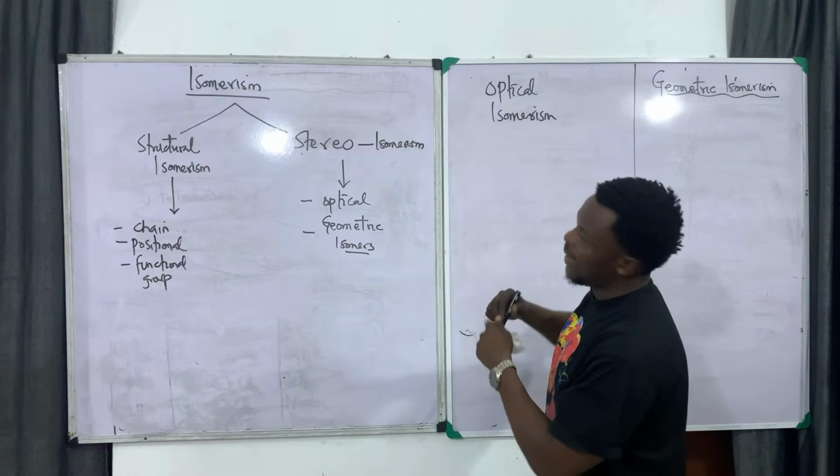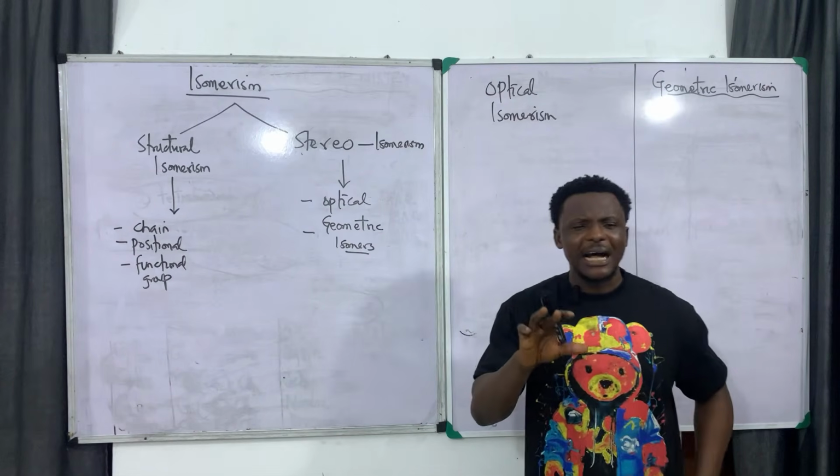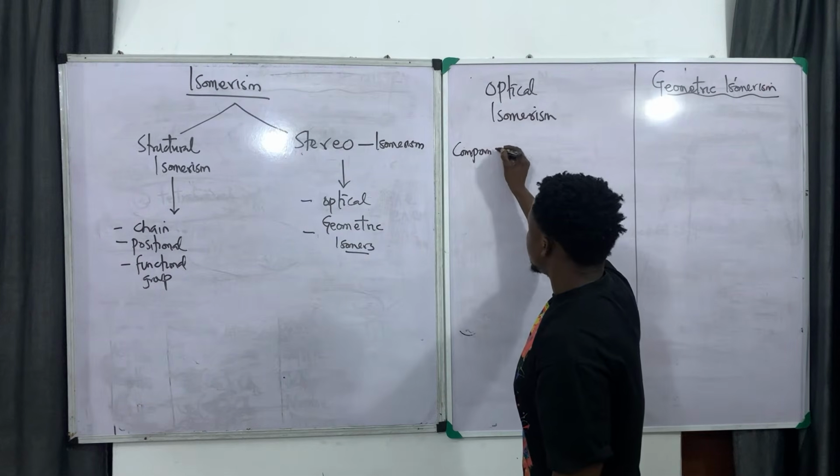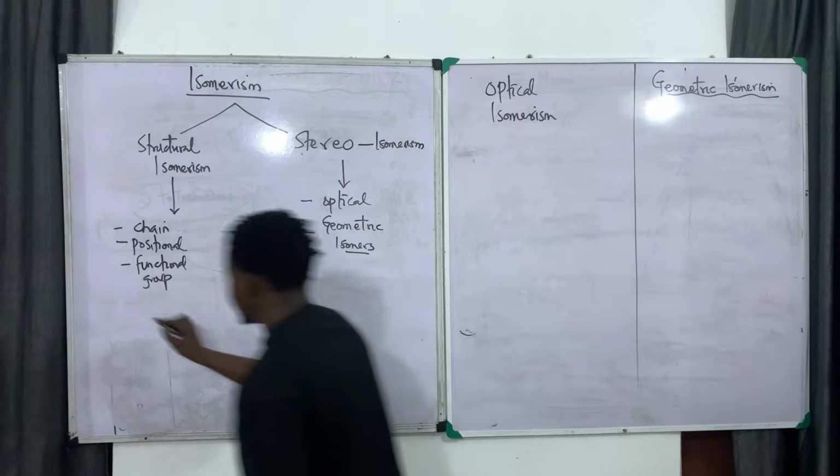I want to start with this one. Now, optical first. Now, these are compounds. First things first, what is isomerism?